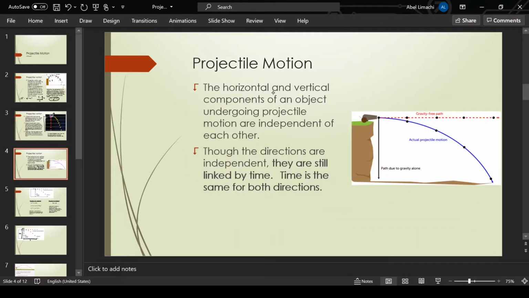Projectile motion. The horizontal and vertical components of an object undergoing projectile motion are independent of each other. Though the directions are independent, they are still linked by time. Time is the same for both directions.